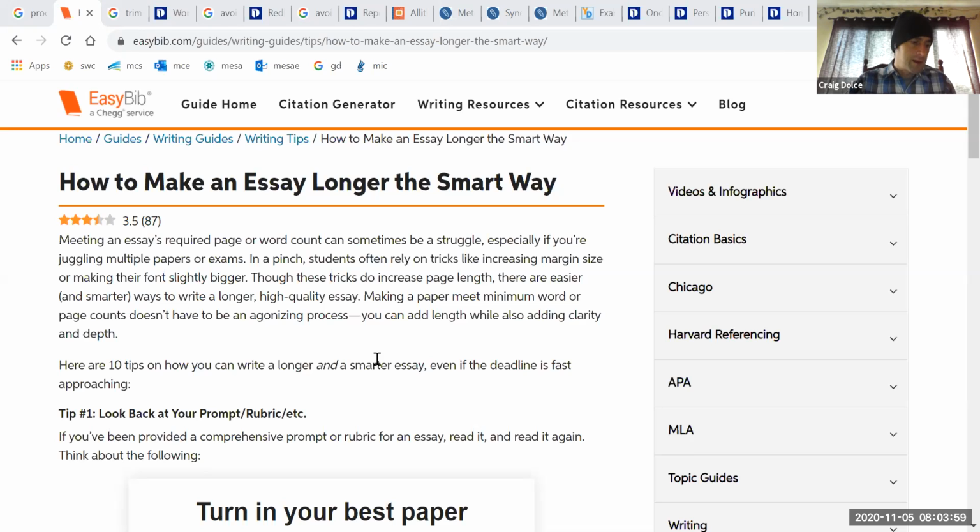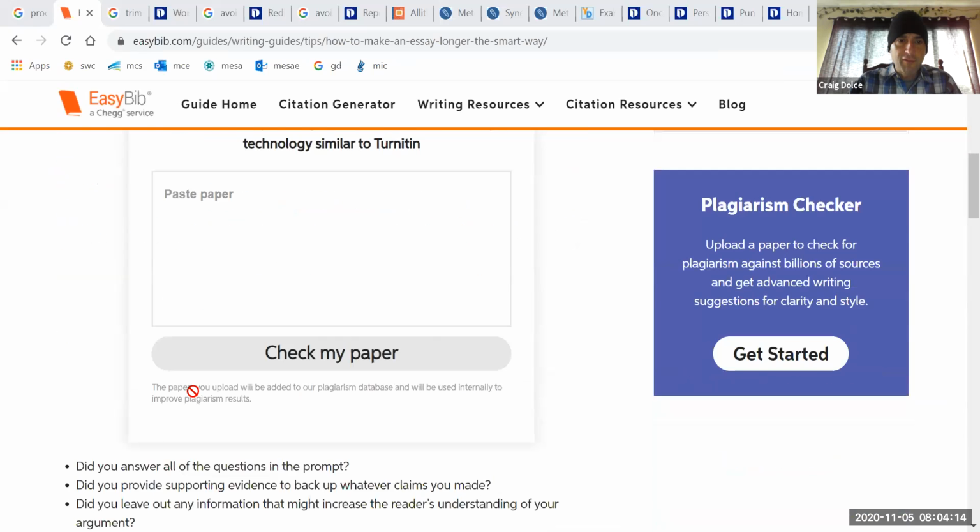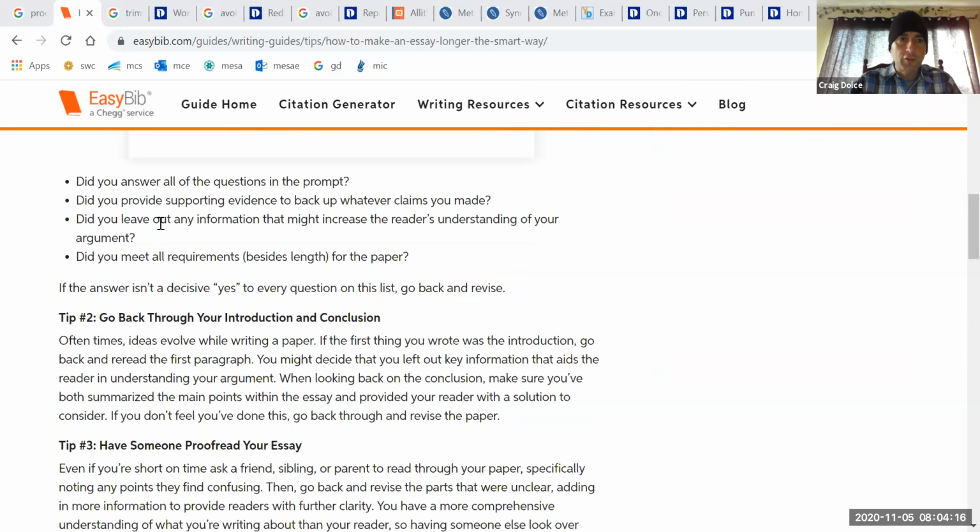That being said, good advice, right? The book, how to make a paper longer, number 1: add examples or explain your reasons to clarify. Okay, great idea, right? So as they suggest here, look back at your prompt. Make sure that you have fulfilled the guidelines. Did you answer all the questions? Did you provide supporting evidence? Now that's where we're getting into examples. And you may say, well, how do I generate more examples? Ask yourself the 6 questions: who, what, when, where, why, and how.